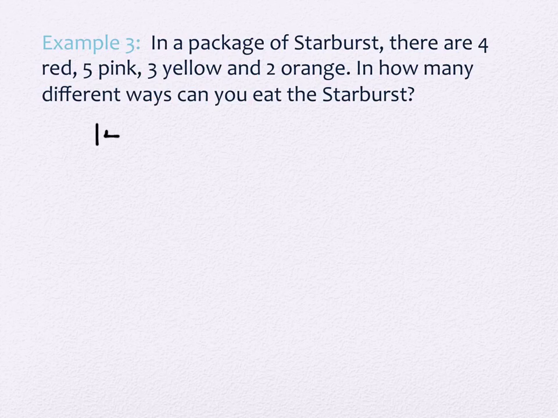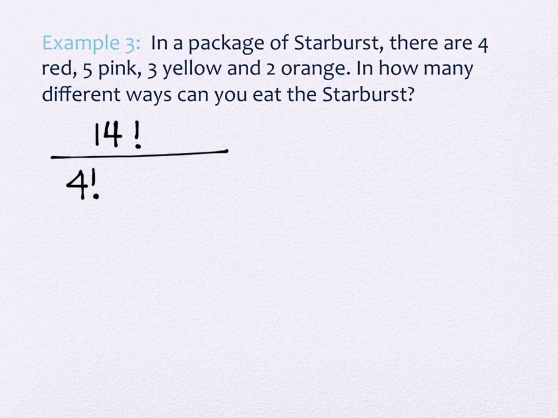There are 14. So my numerator is 14 factorial. My denominator is each one of the different things that we have with a factorial. So, what did I start with? How many red are there? 4. So I have a 4 factorial down here.